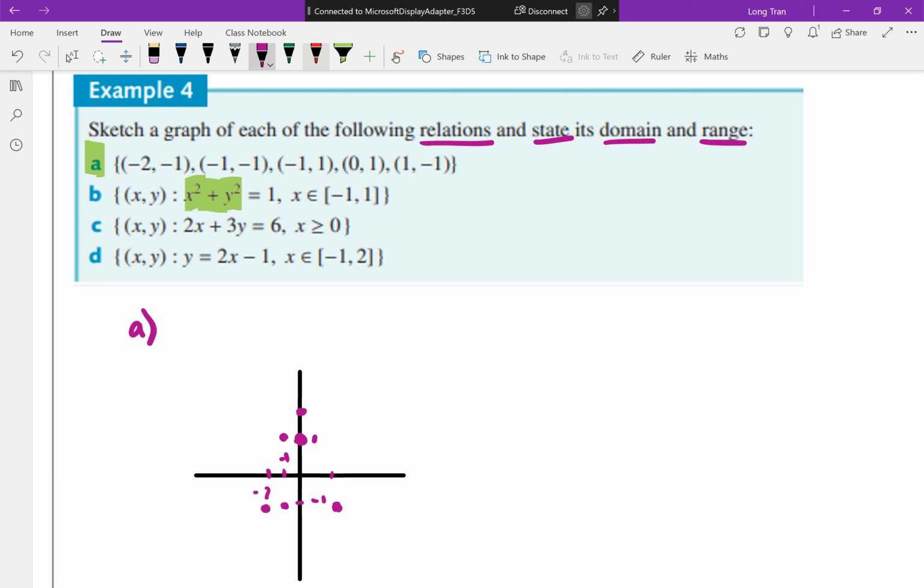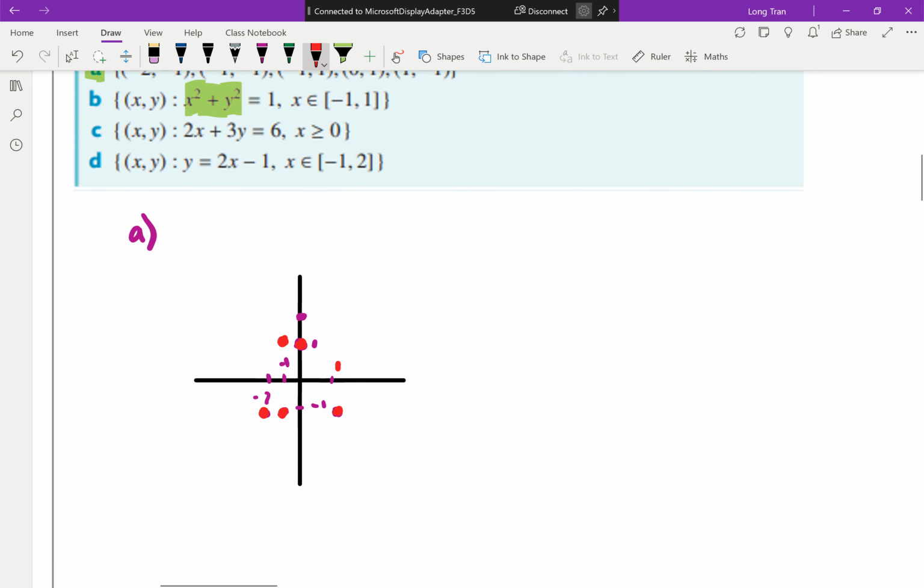I'm going to use a different color so we can see the dots I've colored. We had 0, 1, -1, 1, -1, -1, -2, -1, and then 1, -1. Okay, so I've just plotted the points there. There we go. So the points in red are the points that I have. I've got 1, 2, 3, 4, 5. Your job is to find the domain and range.